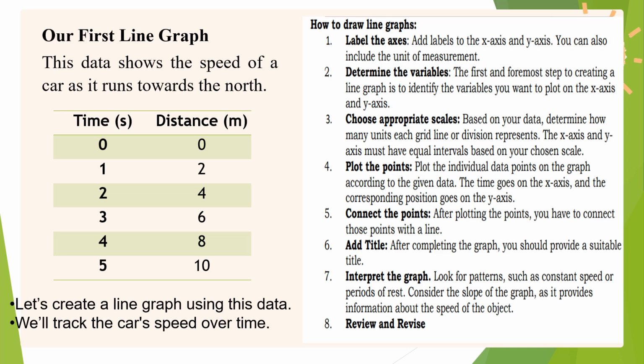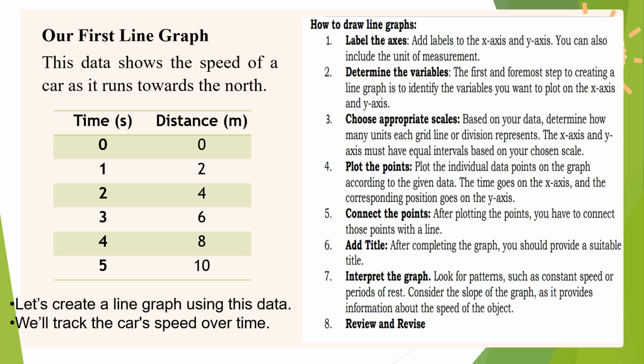Now, how to draw a line graph? First, label the axis. Add labels to the x-axis and y-axis. You can also include the unit of measurement. Number 2, determine the variables. The first and foremost step to creating a line graph is to identify the variables you want to plot on the x-axis and y-axis. Choose appropriate scales. Based on your data, determine how many units each grid line or division represents. The x-axis and y-axis must have equal intervals based on your chosen scale.